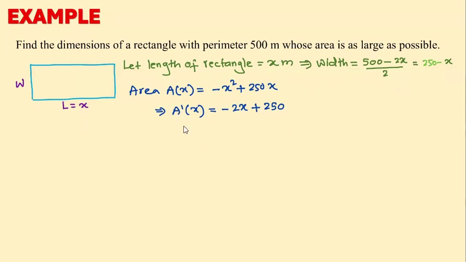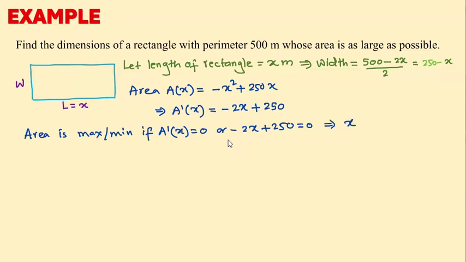And what we know is the maximum or minimum value occurs when the first derivative is 0. So we can say area is maximum or minimum, we don't know yet, if the first derivative is 0. Meaning of that is negative 2x plus 250 is equal to 0. And if we solve that equation, we get x equal to 125. So what you can say is area is maximum or minimum when x equal to 125.